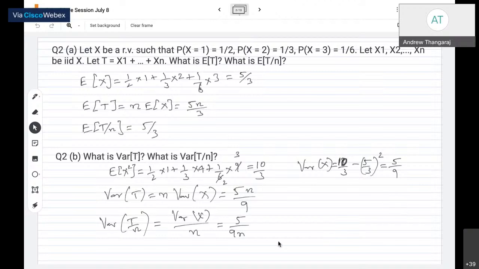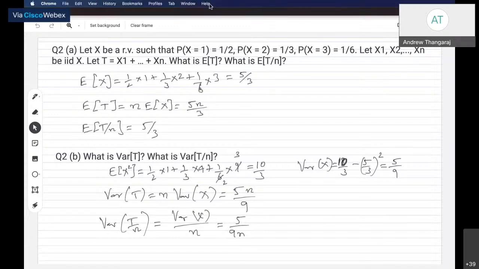Variance of x comes as 5 by 9. So variance of t is simply n times variance of x, and that's just 5n by 9. Variance of t by n is variance of x divided by n, and that's 5 by 9n. Okay, so hopefully you see the contrast between expected value and variance. Expected value of t grew as n. Variance of t also grows with n. Okay, 5n by 3, 5n by 9, that's okay. But expected value of t by n itself became a constant, and variance of t by n became, on the other hand, 5 by 9n, and it's falling with n. Okay, so only t by root n will have a constant variance. So this is a nice thing to remember in your head, and how it works.